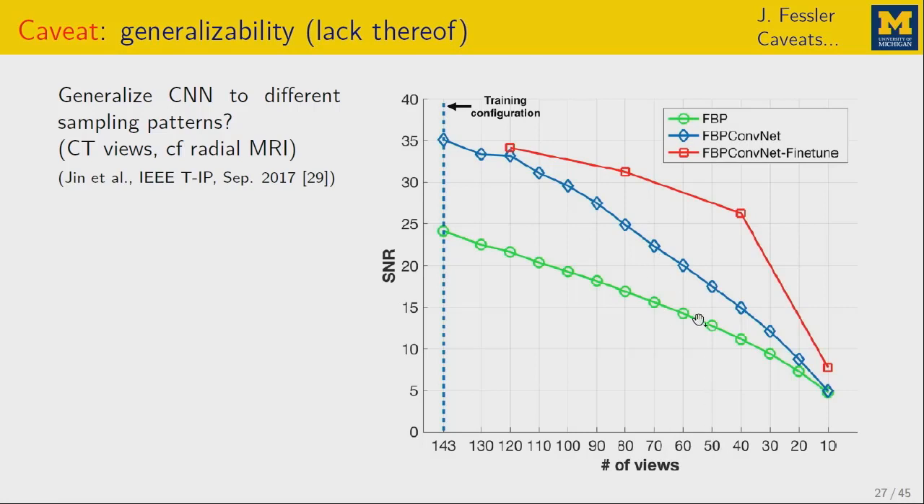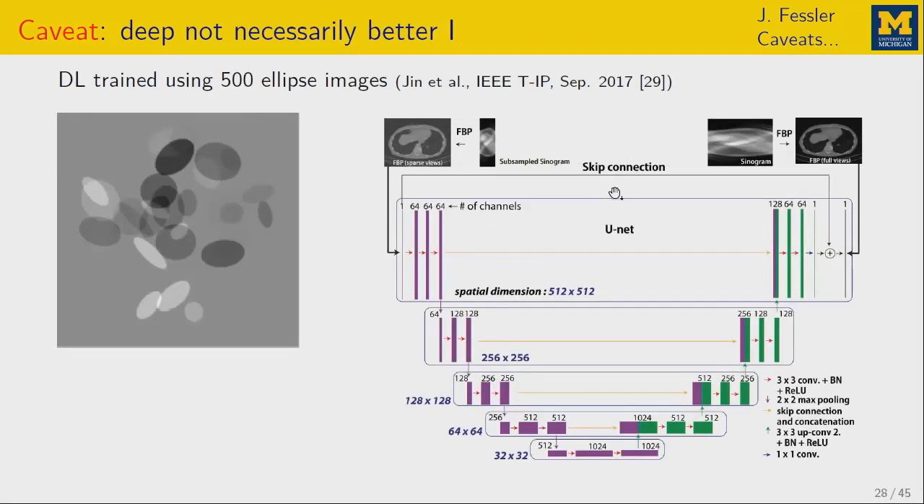But if at some number of views over here, they retrain the network specifically for that number of views, then they can get much better performance. So in other words, there's a lack of generalizability here because you need a new training every time you change some characteristics of the sampling pattern. Now, I have seen other more recent work where people have trained the same neural network with different amounts of undersampling. So there's another curve that really belongs on here, which is what if you try to train a universal neural network that is trained with lots of different amounts of undersampling. And presumably, it's somewhere between these two curves.